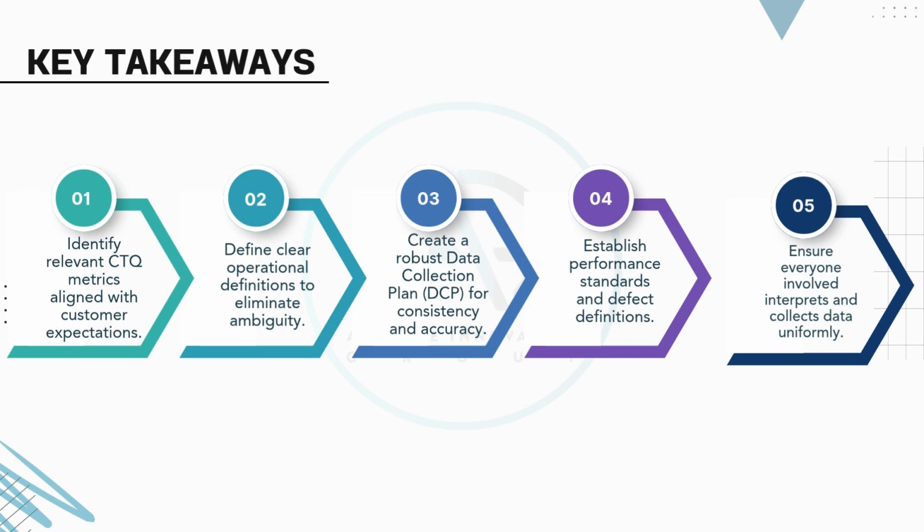Step 4. Establish performance standards and defect definitions. Set clear expectations for performance, e.g., greater than or equal to 95% accuracy, and define what constitutes a defect, e.g., less than 95% equals defect. This makes your analysis more objective and actionable.